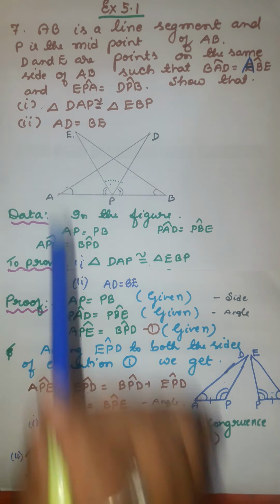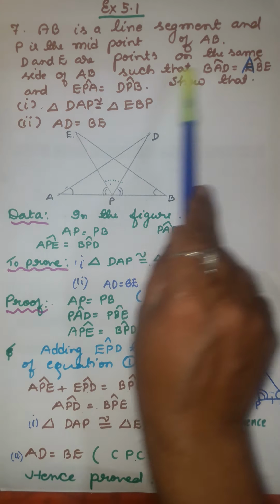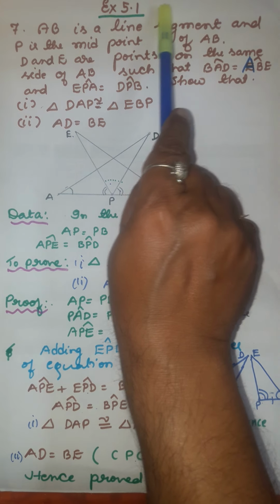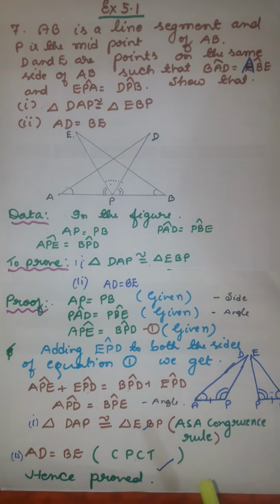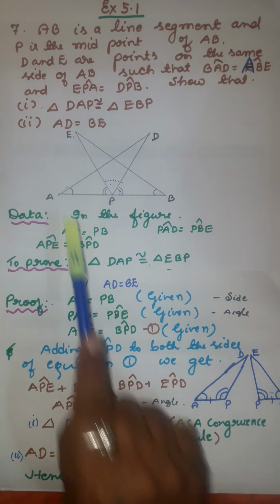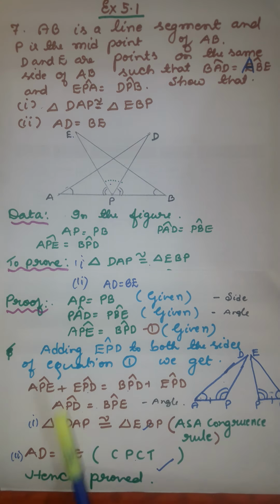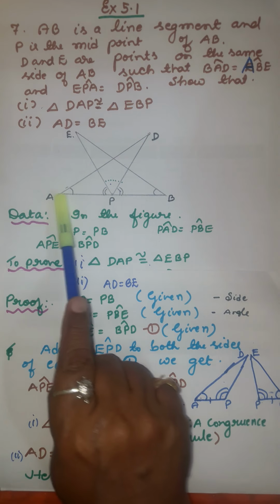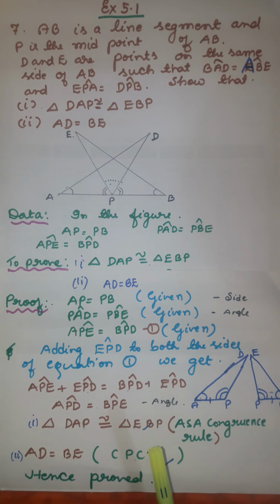So, dear student, we shall continue to solve the problems of exercise 5.1 of chapter Triangles of class 9th mathematics. So, I am going to read out the problem. AB is a line segment and P is the midpoint of AB.